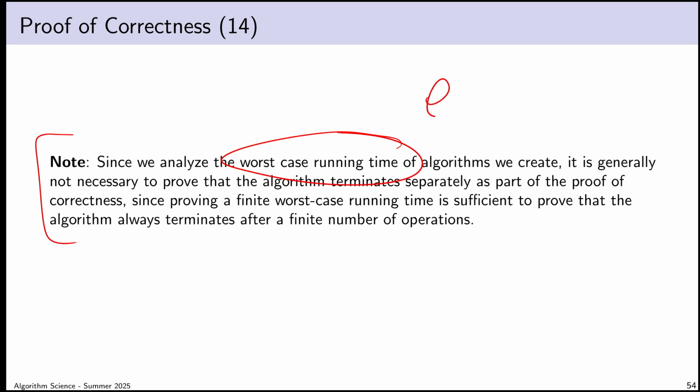And if I can assure you, if I can prove formally, even if it's a big number like 2 to the n, that the running time of an algorithm is never larger than 2 to the n, I can observe that for any value of n, 2 to the n is a finite number. And that means that if I ever have a question about whether the algorithm terminates, if the running time is a finite number, well then the algorithm has to terminate in all cases, because this is the worst case running time.